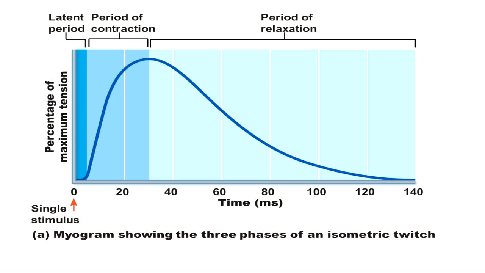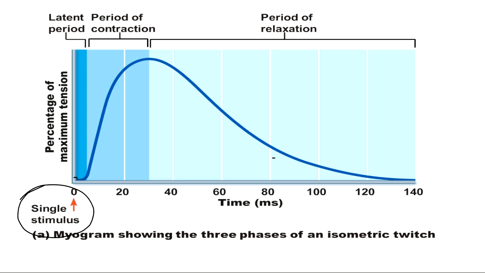A twitch is one stimulus given to a muscle, not a muscle cell, but the entire muscle, so that you can see the electrical pattern of muscle stimulation, muscle contraction, muscle relaxation. That's what a twitch is. One stimulus into one muscle that gives us the contraction and relaxation period.